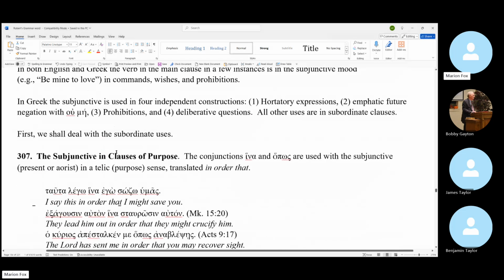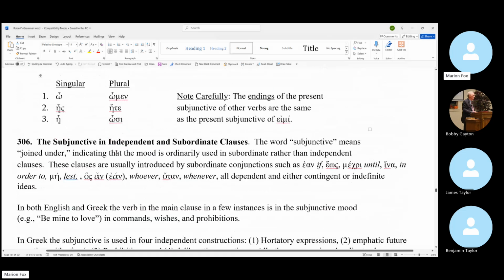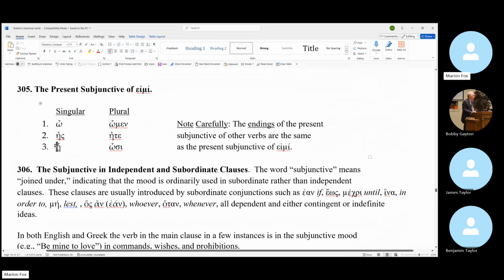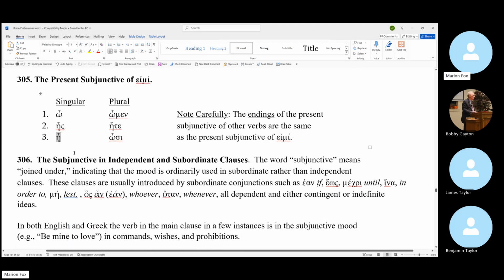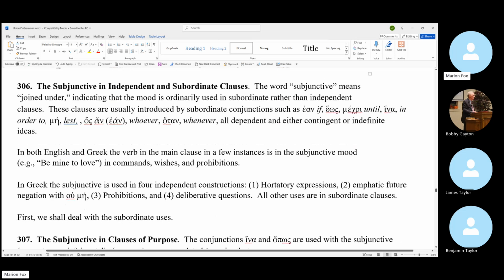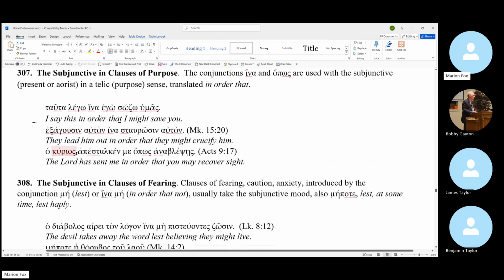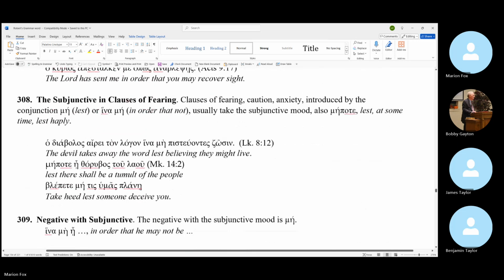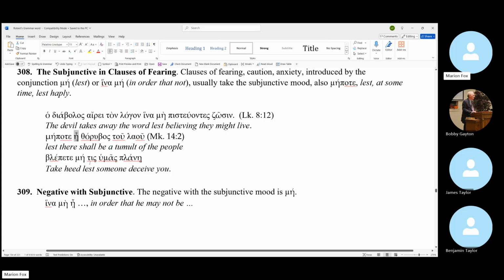Let's see, I think we have it up here somewhere, right here. I'm sorry, right here. My mouse moved on me. Right there, it's third person singular. And that's our being verb down here. Right here. Right. And then I found out, I believe that's Mark 14:2. Take heed lest someone deceive you.